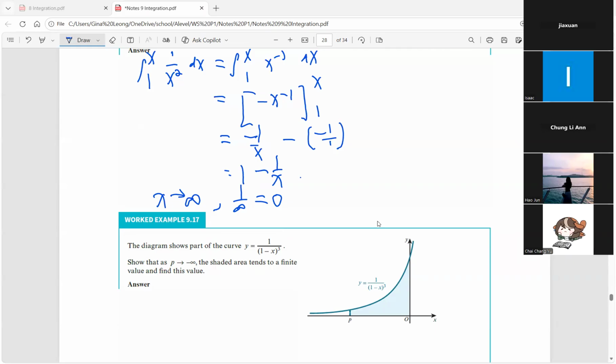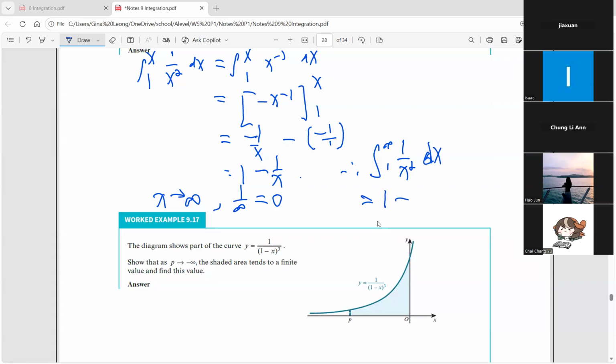So after that, I already know this one is 0, right? So after that, I can set that the integration just now, infinity 1 over x squared dx, is this one, right? This is what I get just now. So 1 minus 0. So actually I get 1. So the finite value will be 1.